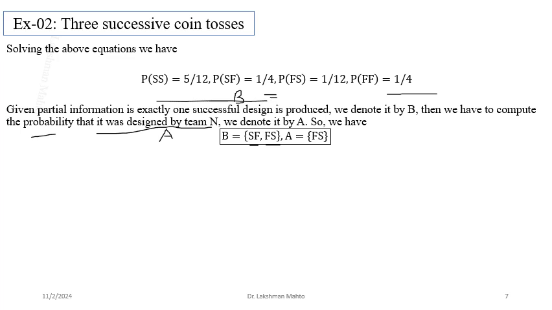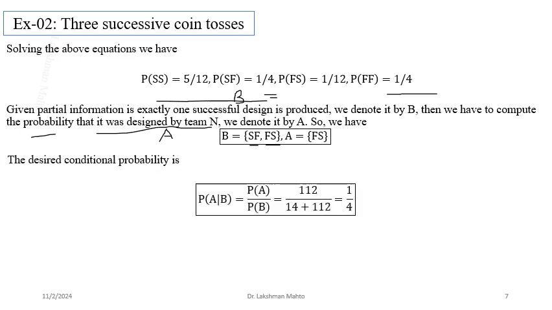Okay. So that means how much A is happening within B, that we have to compute. So how will we compute it? You will compute probability of A given B, which is probability of A intersection B divided by probability of B. So it is actually a ratio. The probability of A intersection B, what is A intersection B? It is FS. What is the probability of FS? 1 by 12. We have computed it.